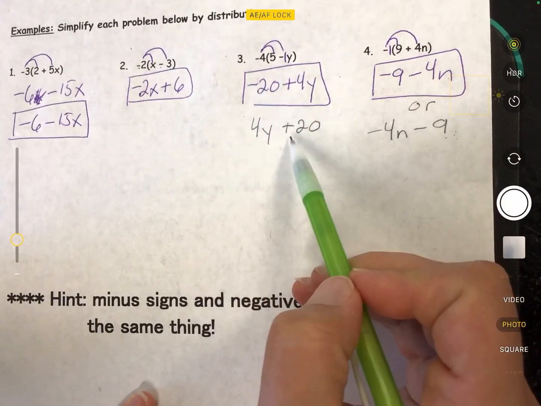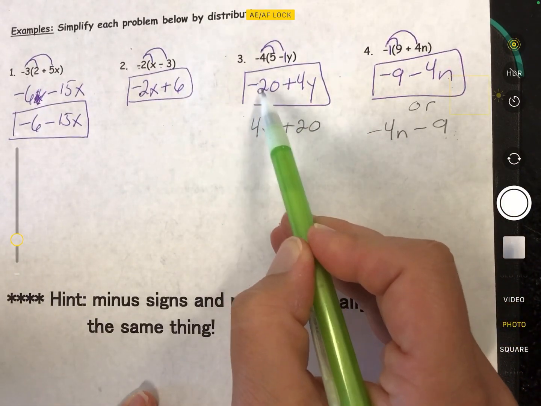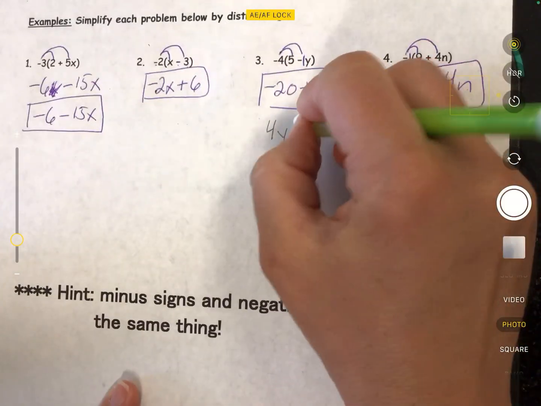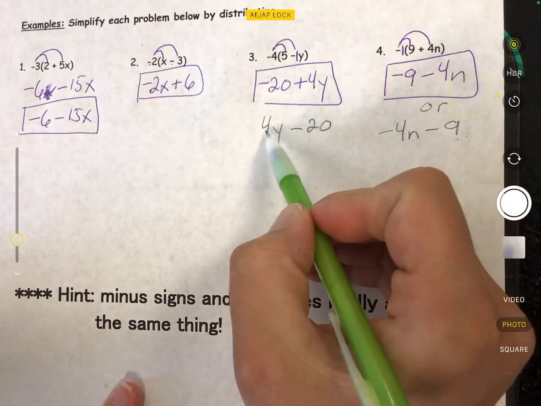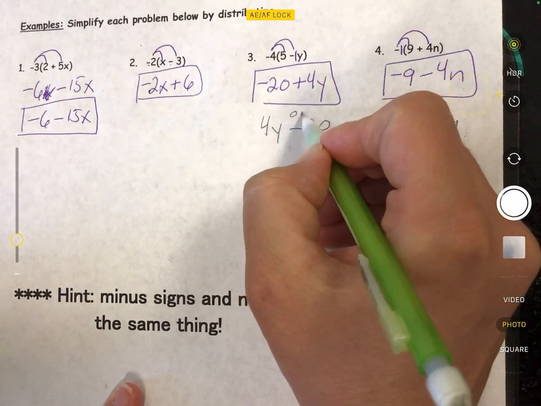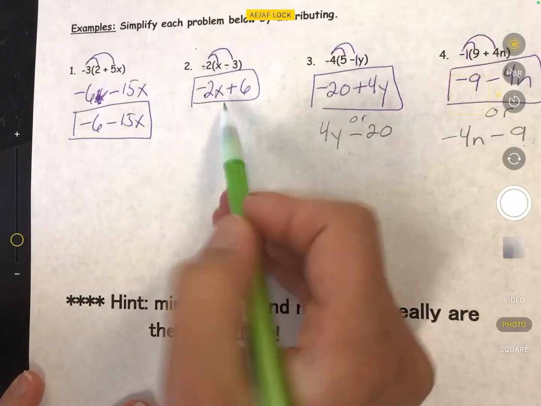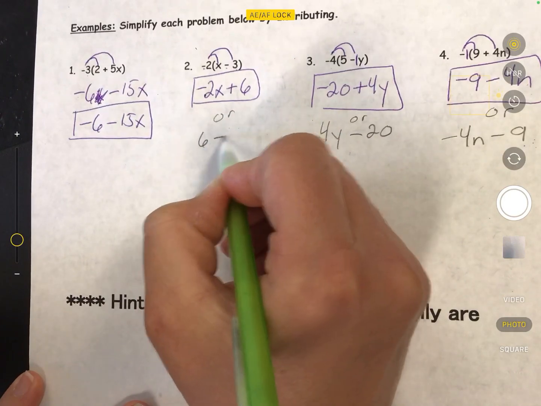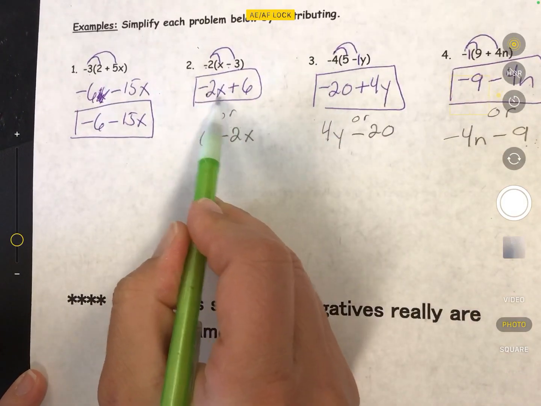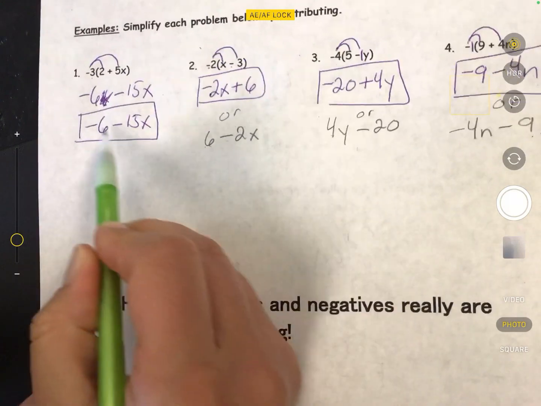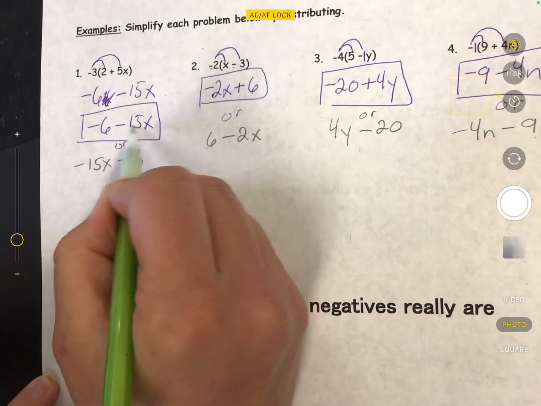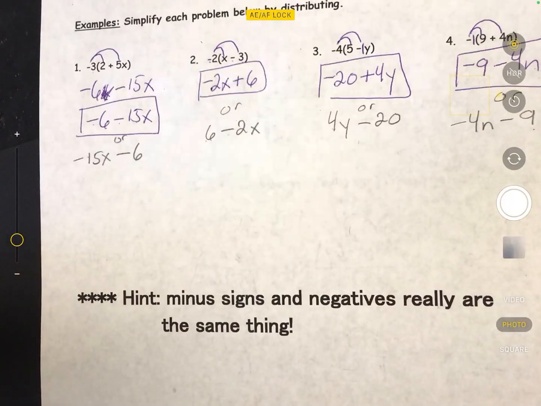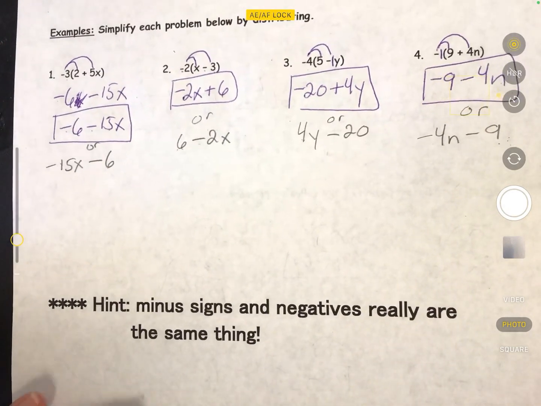Is what I wrote okay? Absolutely not, because this 20 is negative, this 20 is positive. If I wrote it like this, then it would be correct. My 4y is positive, my 20 is negative, that's acceptable. This guy I could have written 6 first minus 2x second, as long as your 2x is a negative and your 6 is a positive. You could have flipped this around and done negative 15x minus 6. 15x stayed negative, negative 6 stayed negative. So the order doesn't matter as long as the integer signs in front match.